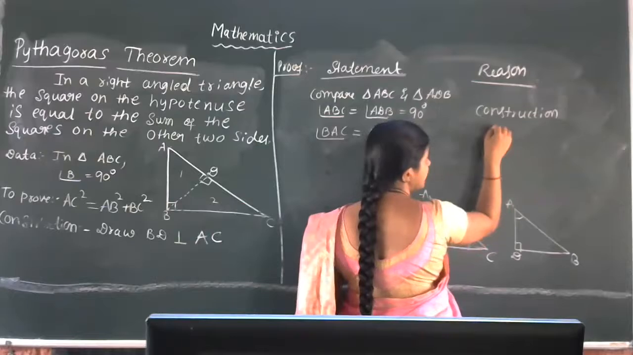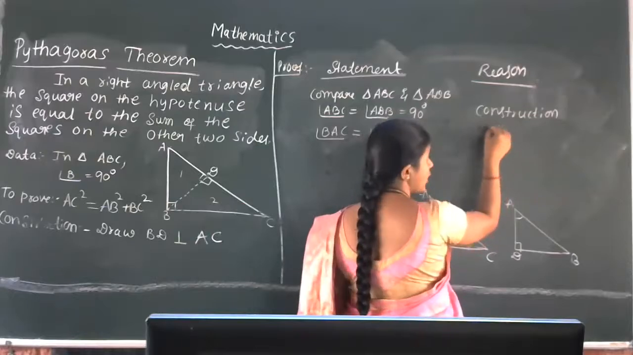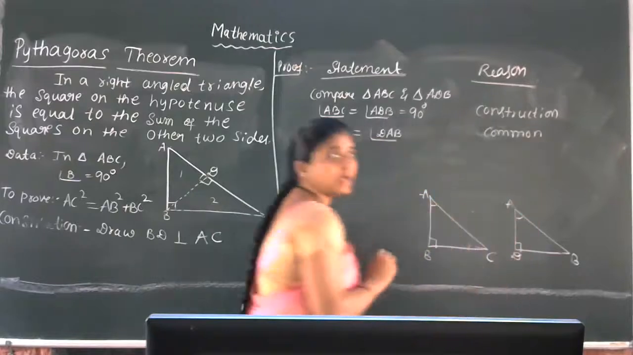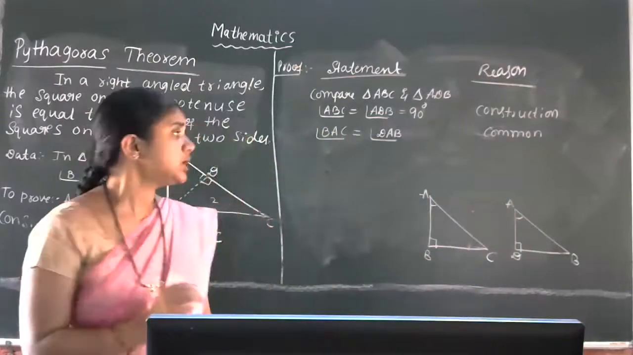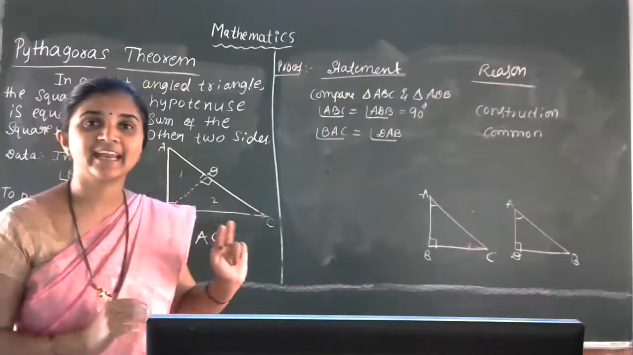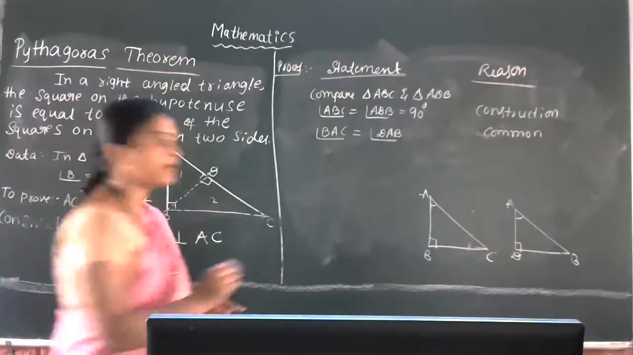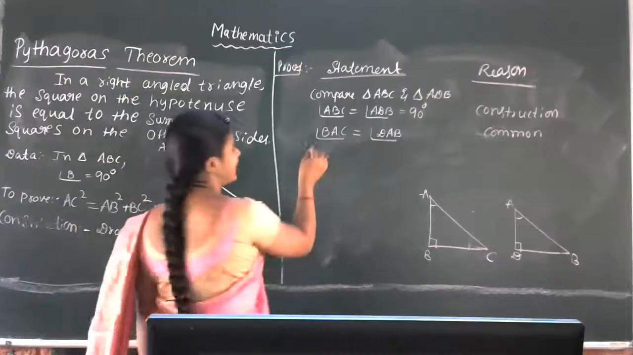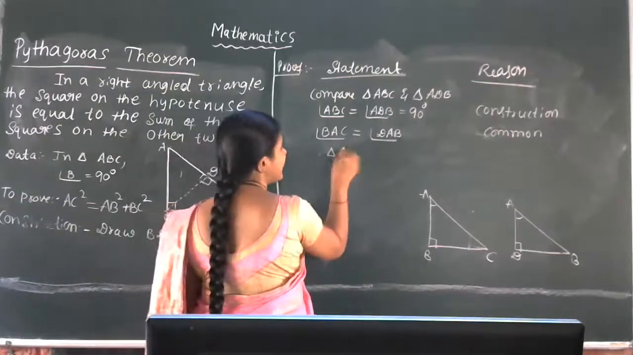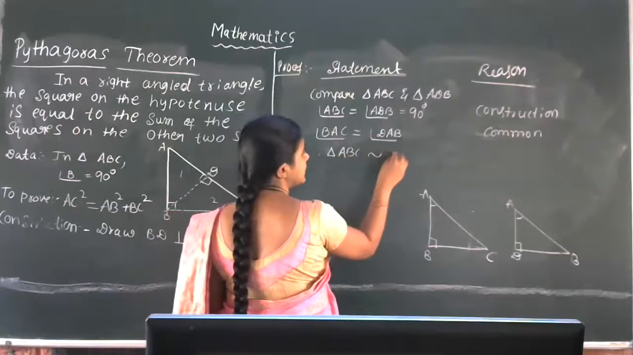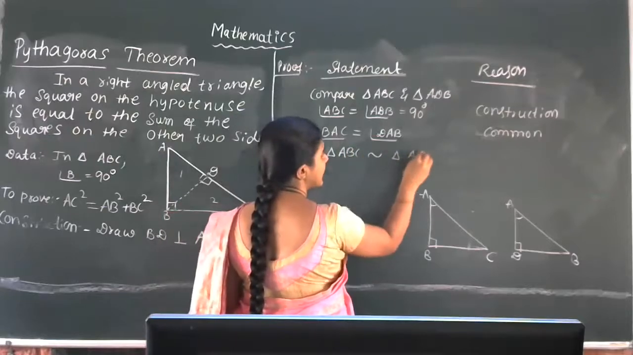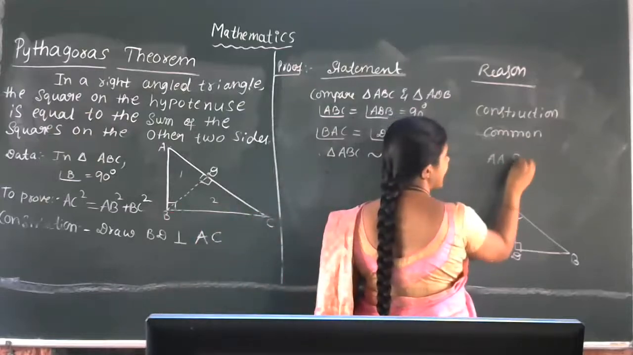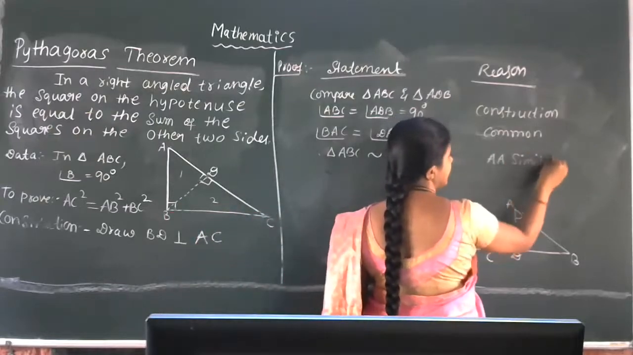That's why I'm comparing only these two ratios. I'm neglecting this one. So I'll take AB by AD which is equal to AC by AB. Now cross multiplication: AB into AB, that is AB square, which is equal to AD into AC. Call this equation number 1.